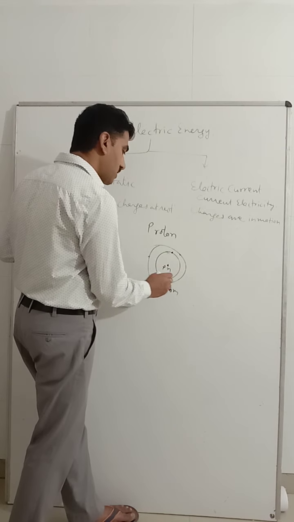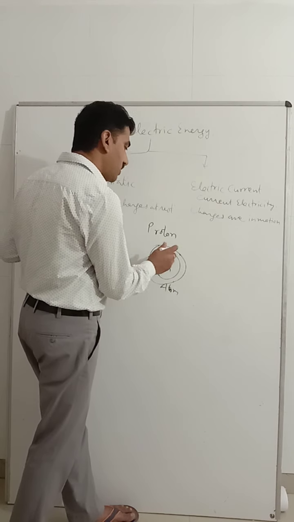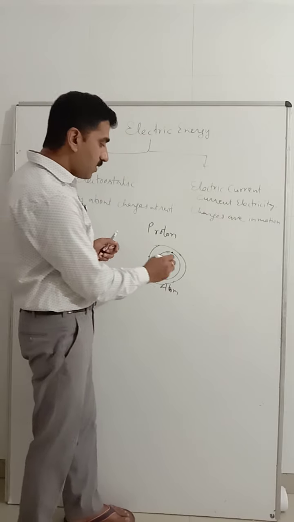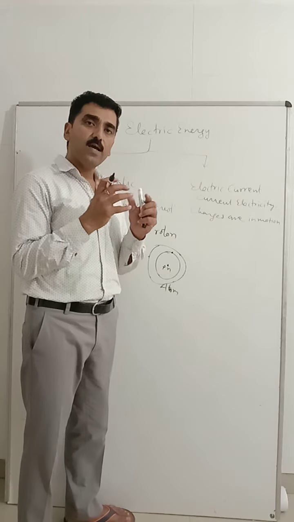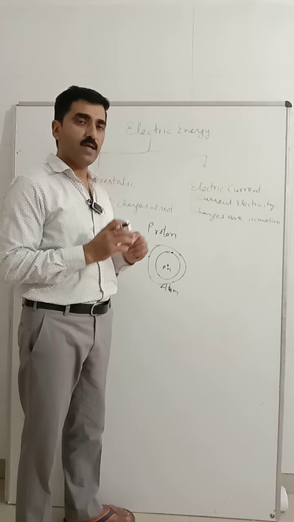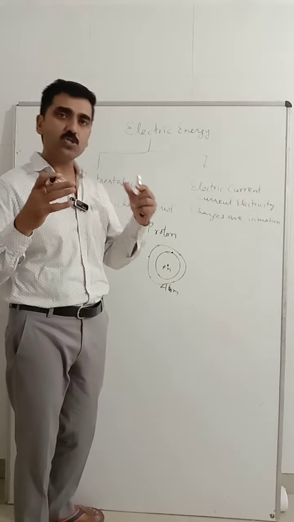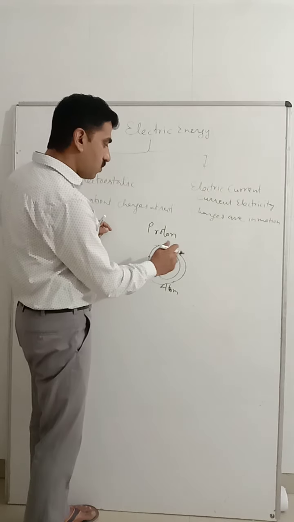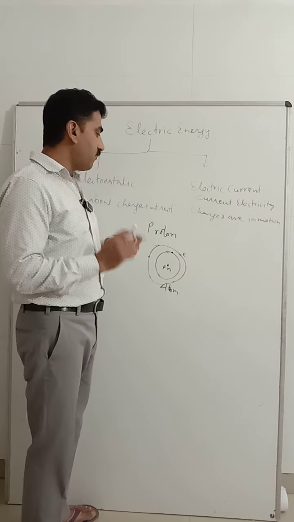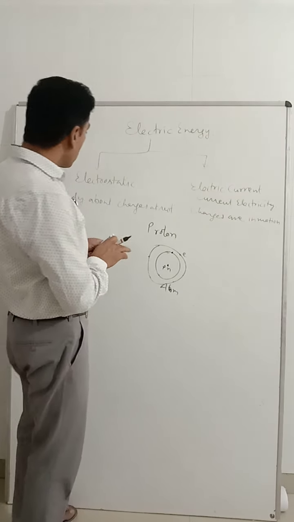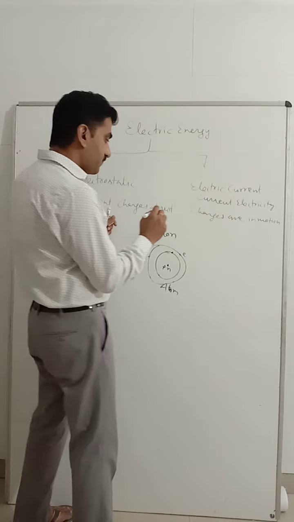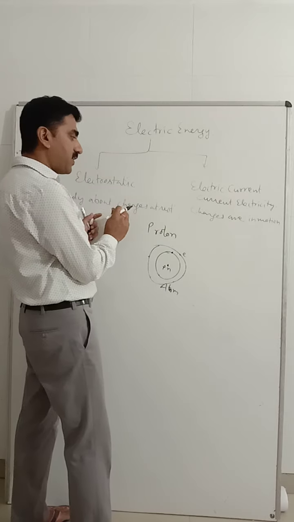The first shell can accommodate two electrons. So these are relatively free, whereas protons are bound to the nucleus. They are bound to the nucleus because of the strong nuclear forces, but electrons are relatively free, so they can move. Okay, so in electrostatic we study the charges at rest.